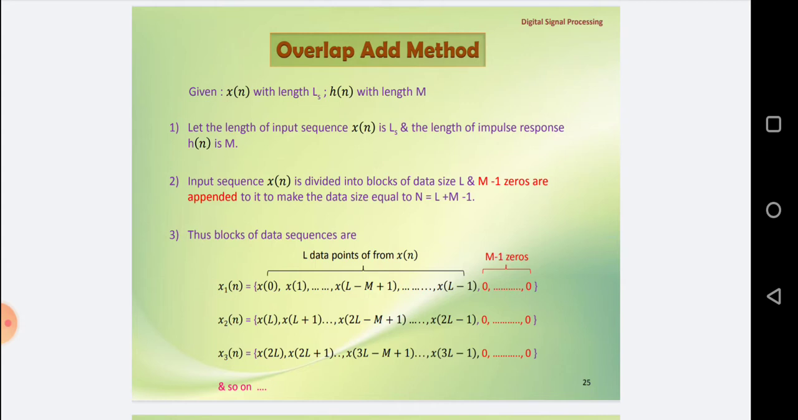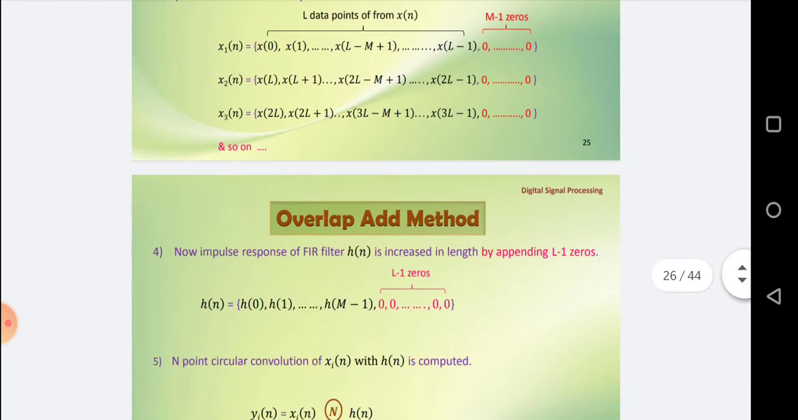Let's see how it is done. x1 of n equals x of 0, x of 1, up to x of L minus 1, meaning we took the first L elements. Then we have padded M minus 1 zeros to get x1 of n. Now while writing x2 of n, what we have to do? Take new L data points from x of n and then add M minus 1 zeros. The same process will repeat till we get all the values of x of n.